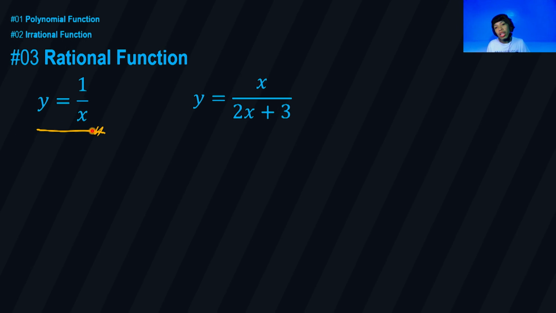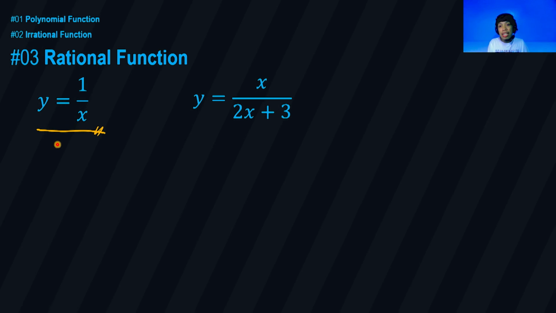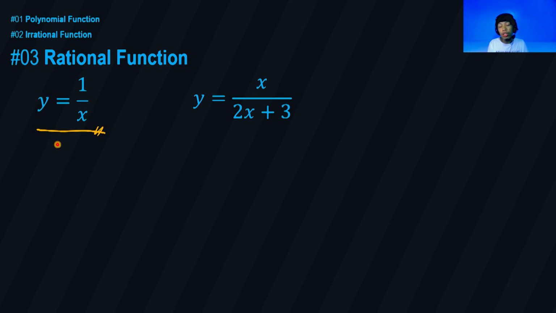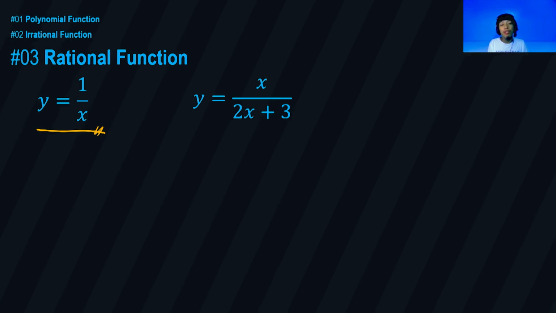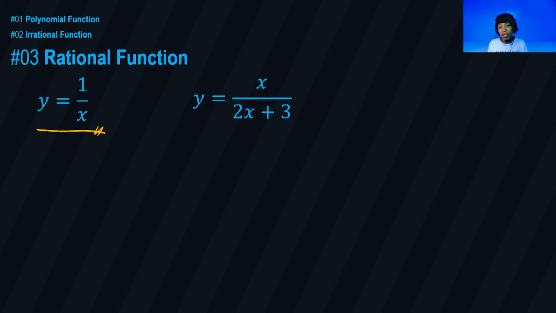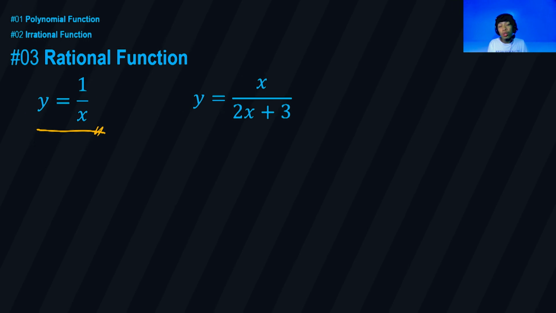Okay, so in this equation, your value for the denominator should not be equal to 0. That's the only rule. Dapat yung denominator is not equal to 0 because division by 0 is not permissible. It's undefined. Okay? So, yun yung iniiwasan natin. Yung denominator should not be equal to 0.